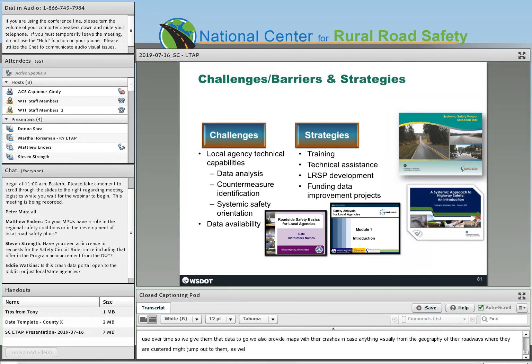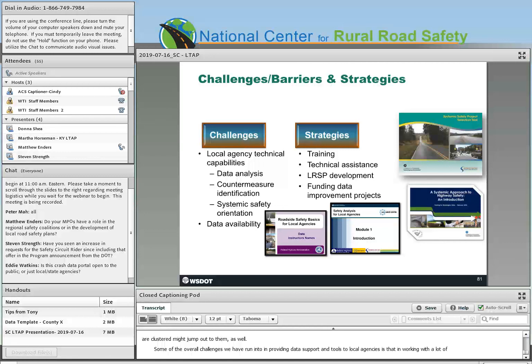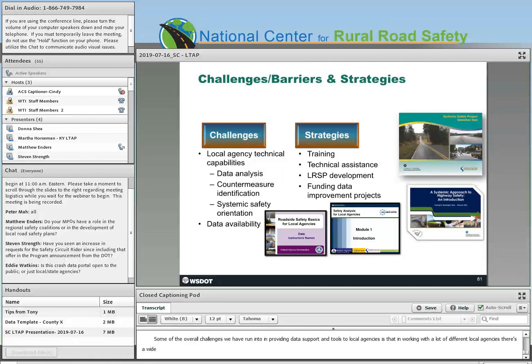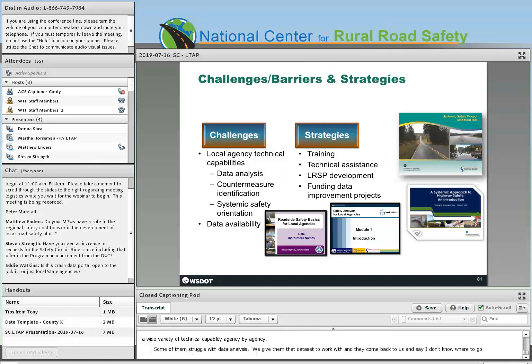Some of the overall challenges we have run into in providing data support and tools to local agencies is that in working with a lot of different local agencies, there is a wide variety of technical capability agency by agency. Some of them struggle with data analysis. We give them that data set to work with, and they come back to us and say, I don't know where to go with this. And so some of them struggle with that.